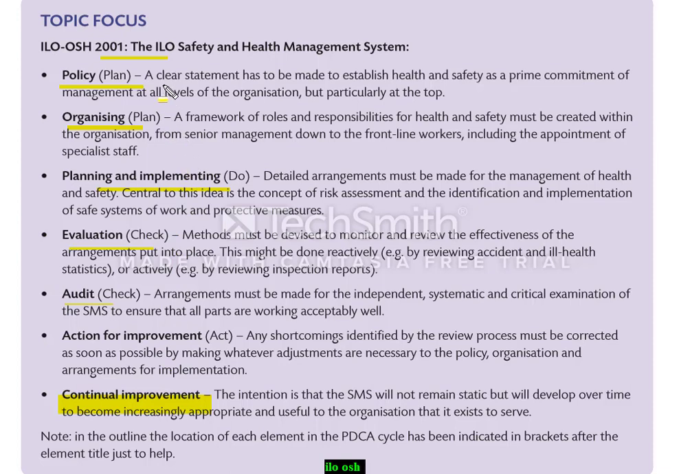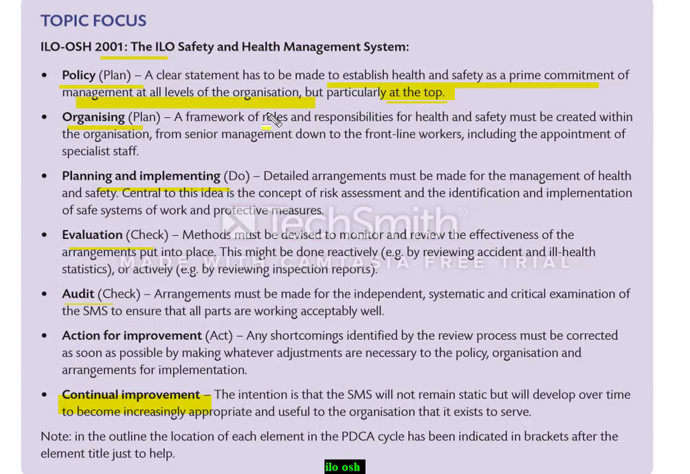What is policy? A clear statement has to be made establishing health and safety as a prime commitment. So in that part we consider health and safety as a prime commitment of management at all levels of the organization, but particularly at the top of the organization. So while implementing a policy we focus on top management. If top management does certain things with clear objectives, then these targets will very efficiently cascade down towards the bottom of the management.